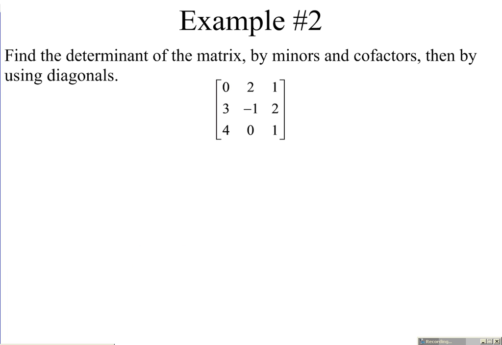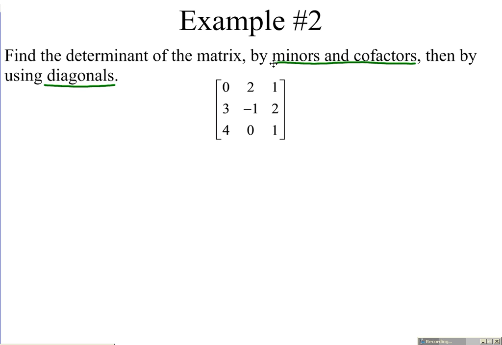Find the determinant of a matrix by minors and cofactors, then by using diagonals. There are obviously two different methods that we're going to talk about here. We're going to talk about minors and cofactors, which you will have to be able to use, and we are going to talk about diagonals. Diagonals only work for 3 by 3 matrices. So if you get into a 4 by 4 matrix, you cannot use the diagonal method. You have to use minors and cofactors.